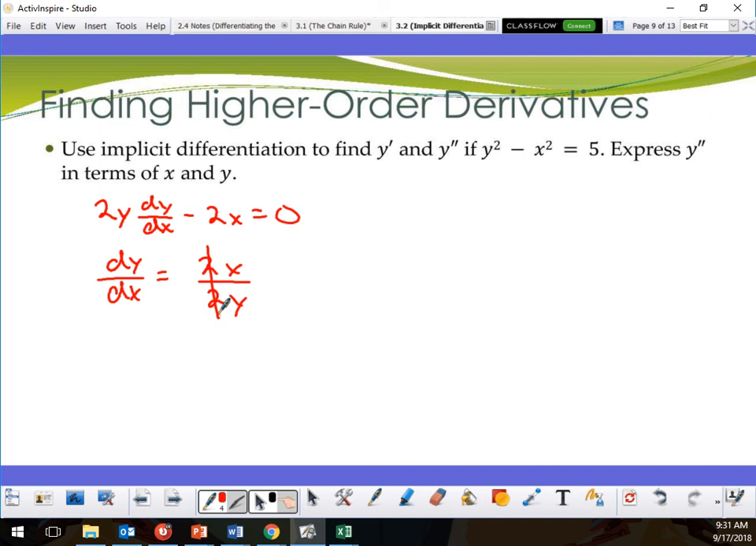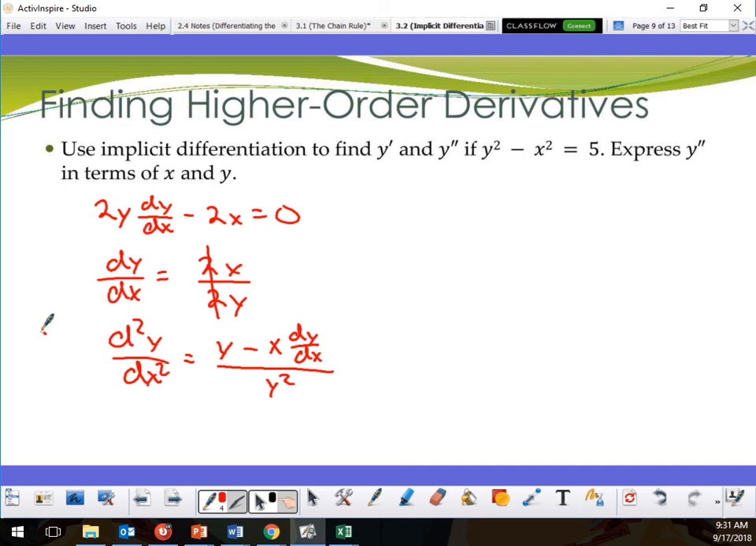Alright, let's do it again. Okay, so now watch this. It's the quotient rule, right? So y minus x dy/dx over y squared. And so now, can I leave it like that?